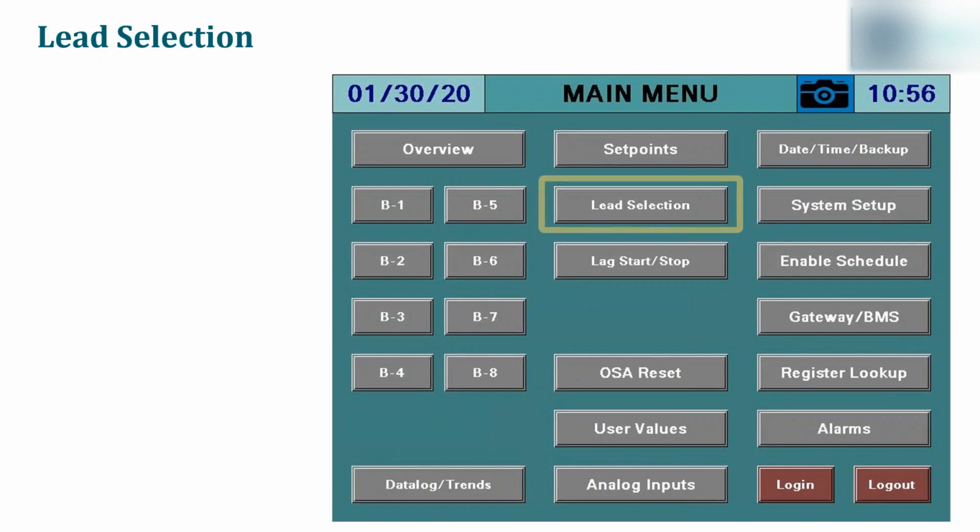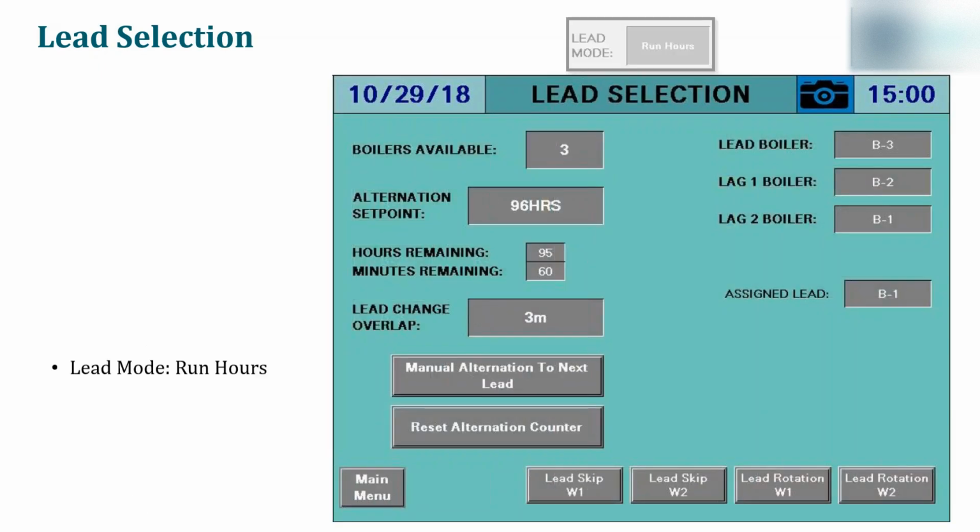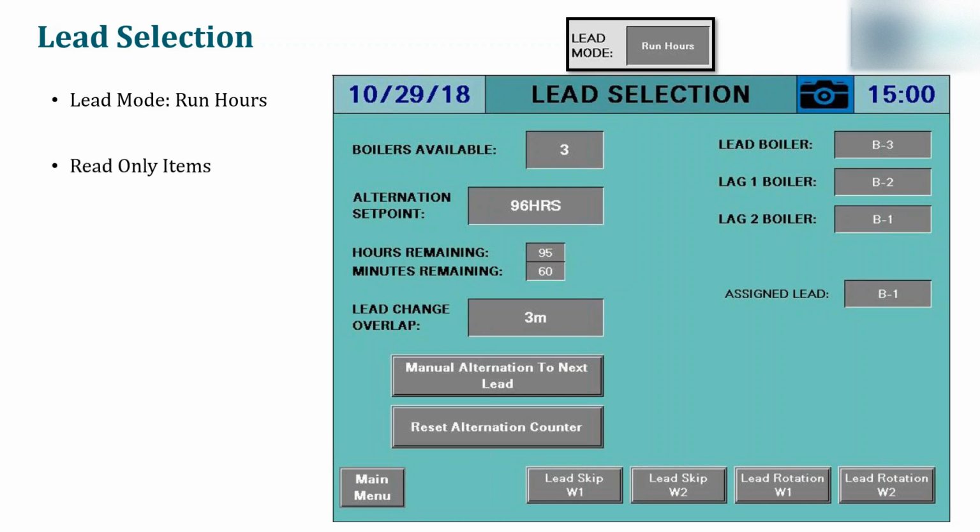And now we're going to go into our lead selection. So we're going to talk about how we rotate the lead boiler. In the system setup screen, if you remember, there's an option here for lead mode. And the most common one that we see is run hours. This is the simplest to understand. Run hours, basically, you're just going to rotate the lead boiler based on how many hours it's been running.